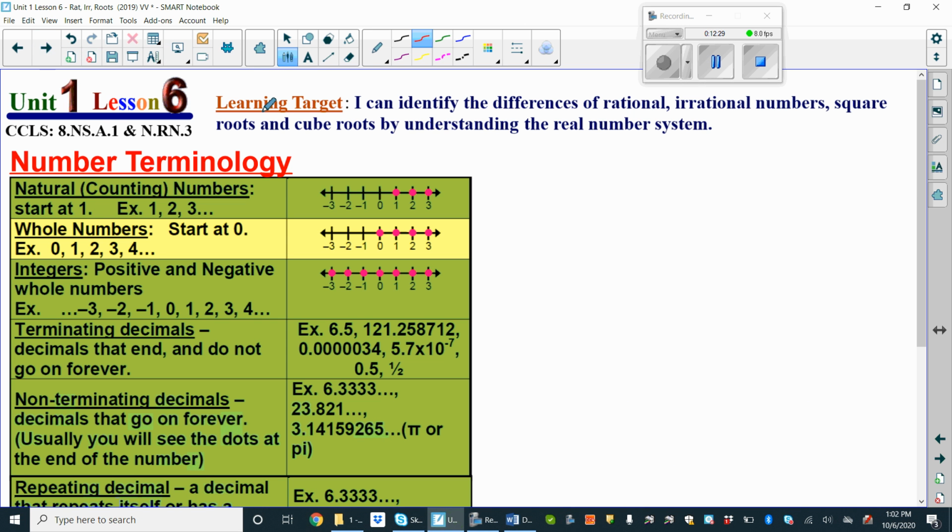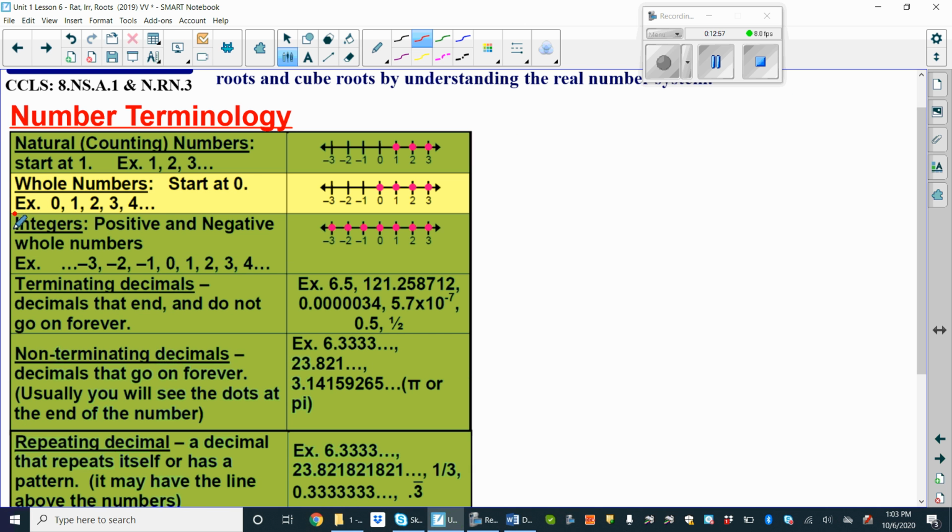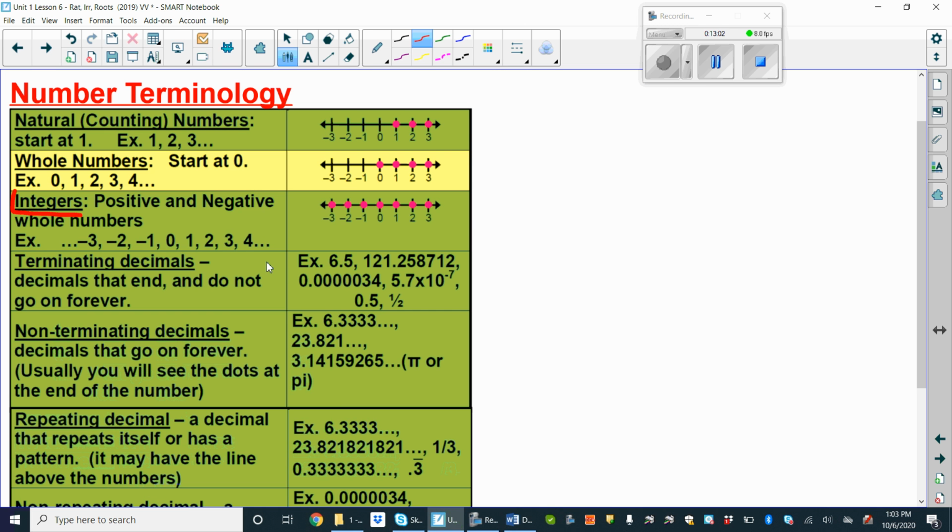This right here is just some vocabulary. Here we have our natural counting numbers. They start at 1. It's like when you count something, you start with 1 and you just keep going up: 1, 2, 3, 4, 5. Whole numbers are natural counting numbers, but you start with 0 now. So every whole number is from 0 and up: 0, 1, 2, 3, 4, 5. Positive and negative whole numbers are your integers, including all numbers, positive and negative, and 0.